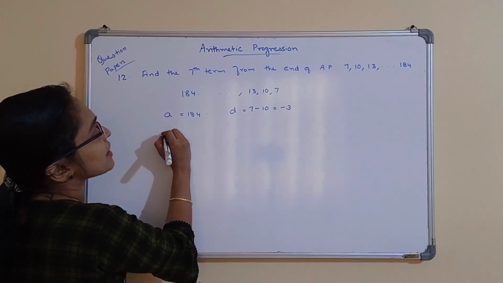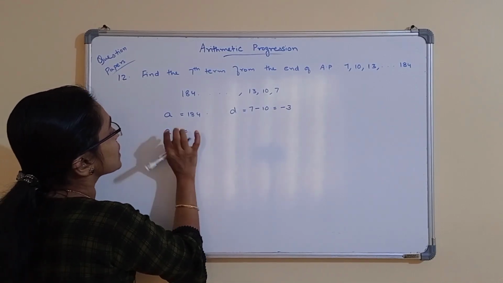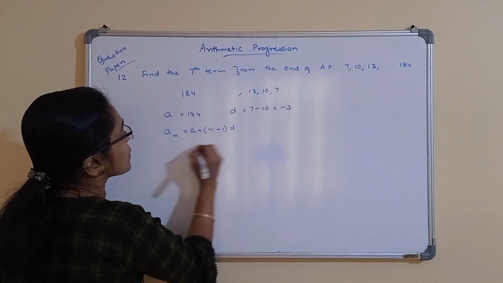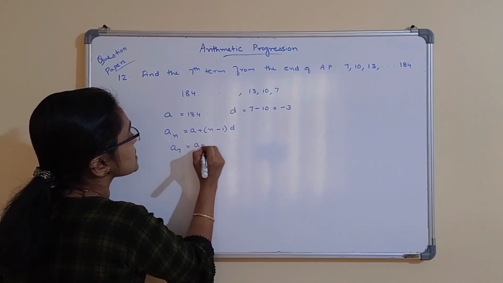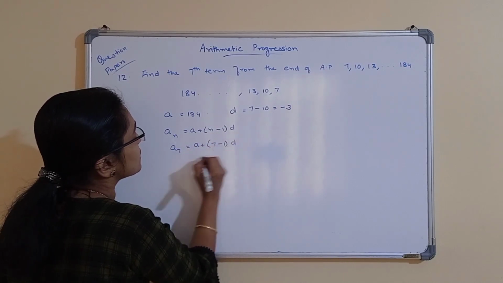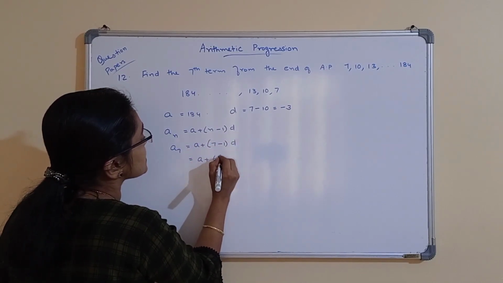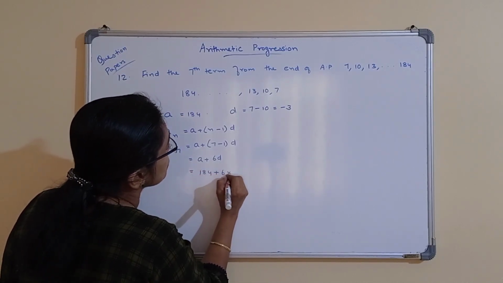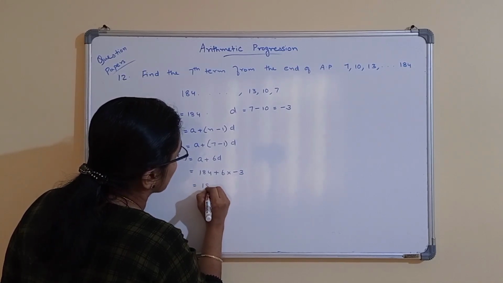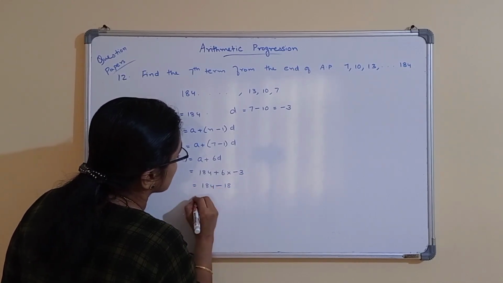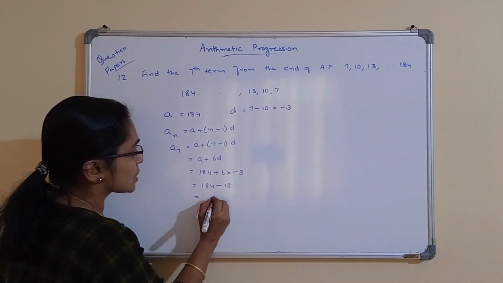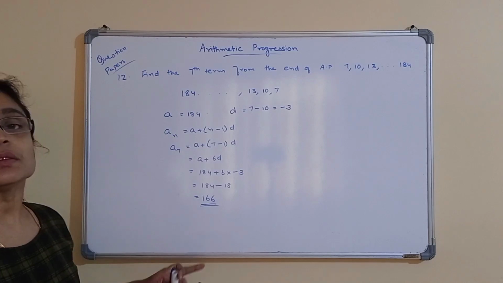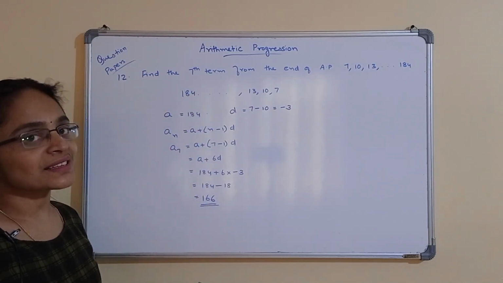So the seventh term, A7, An is equal to A plus n minus 1 into D. So A7 equals A plus 7 minus 1 into D, which is equal to A plus 6D, and that is equal to 184 plus 6 into minus 3, which is equal to 184 minus 18, and that is equal to 166. So the seventh term of this AP is 166.